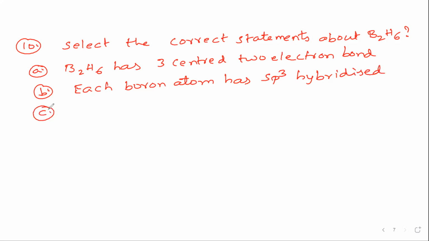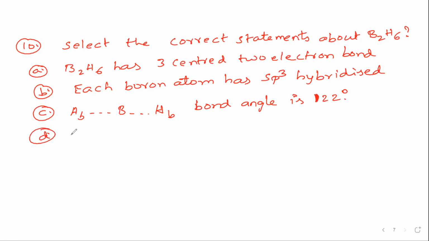Next, option C, the Hb-B-Hb bond angle is 122 degrees. Option D, all hydrogens in B2H6 lie in the same plane.